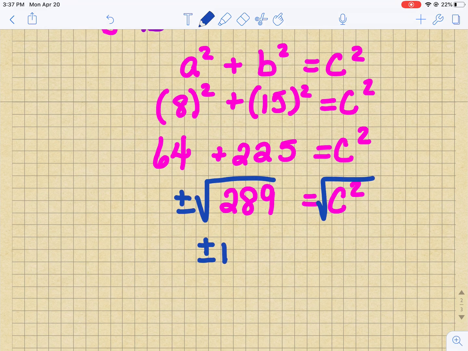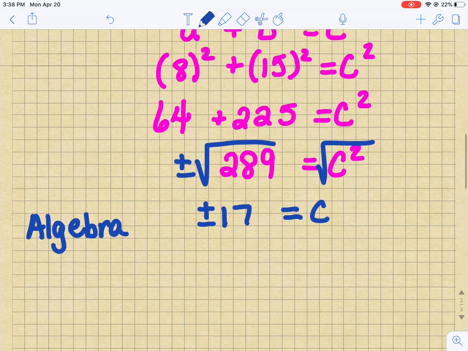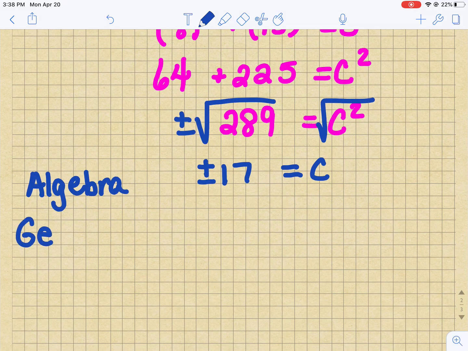So we get plus minus 17 equals C. That's our algebraic answer. We need our geometric answer. This is our algebra answer. Plus or minus 17, if we're not talking about something in particular, that works. Negative 17 is fine. But if we're talking about geometry, and we're talking about the length of a side of a triangle, there's no such thing as a negative 17 when we're talking about a distance. So we're talking about a length, so really C in this case equals 17.